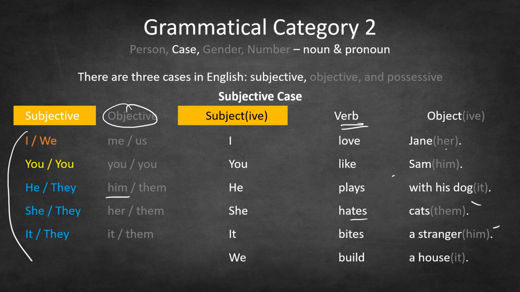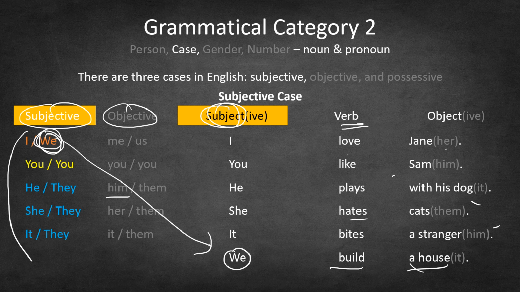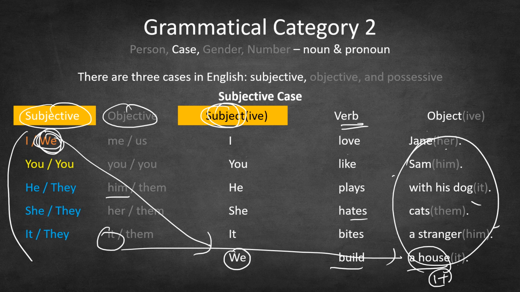The next subject is we. We, this is subjective here. Subjective, so use it in the subject section. We build a house. A house is a thing, so it's going to be it. Use this here. Okay, this is objective case. So don't get confused with subjectives and objectives.